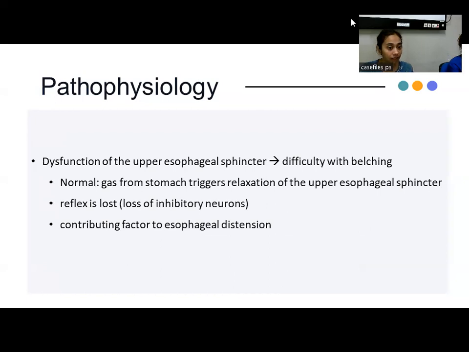The achalasia is also associated with the dysfunction of the upper esophageal sphincter, which results in the difficulty with belching. Normally, the gas from the stomach triggers relaxation of the upper esophageal sphincter. But in this case, because of the loss of inhibitory neurons, the reflex is lost. And this also acts as a contributing factor to the esophageal distension seen in achalasia.